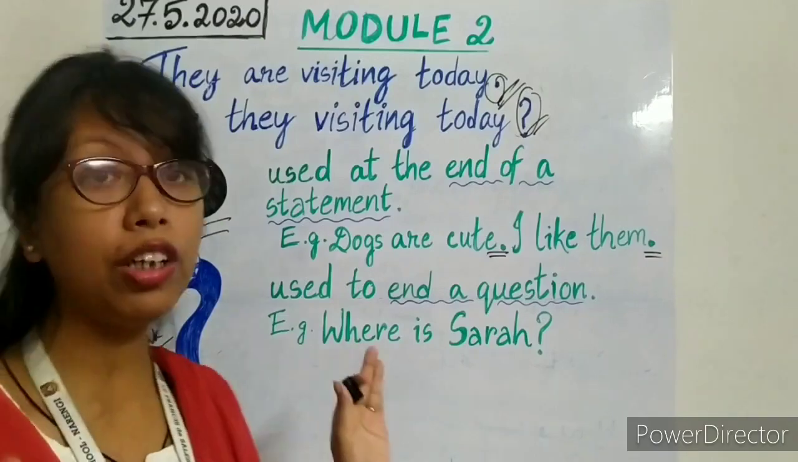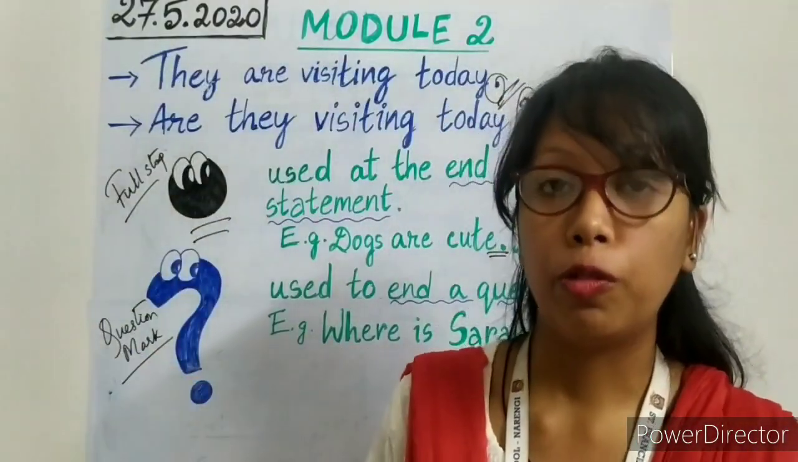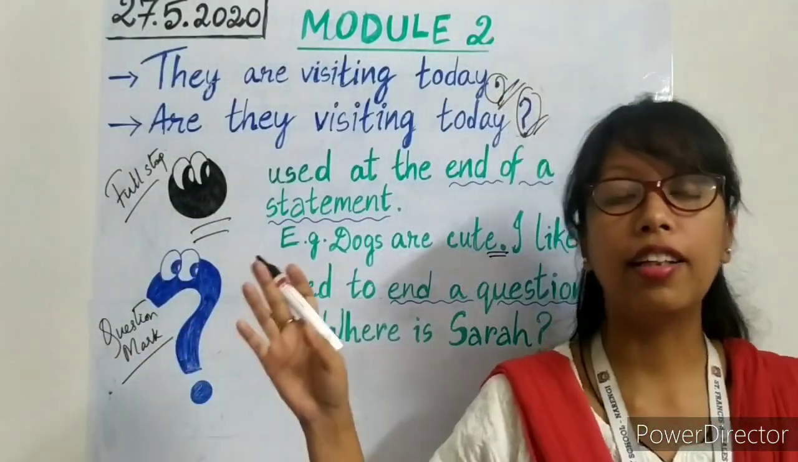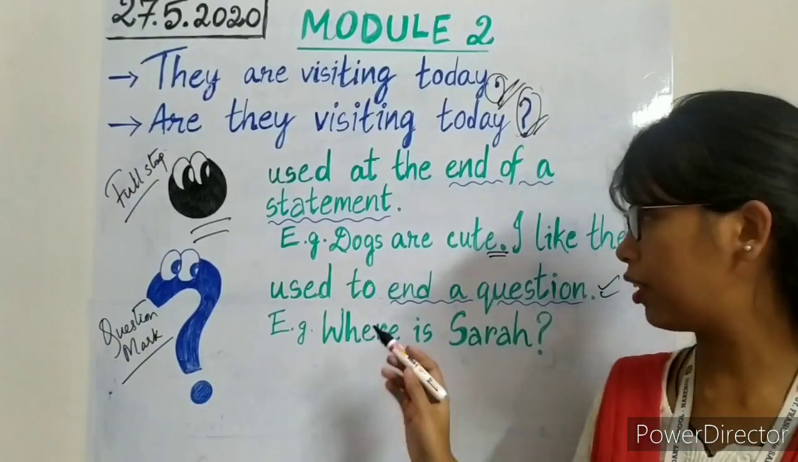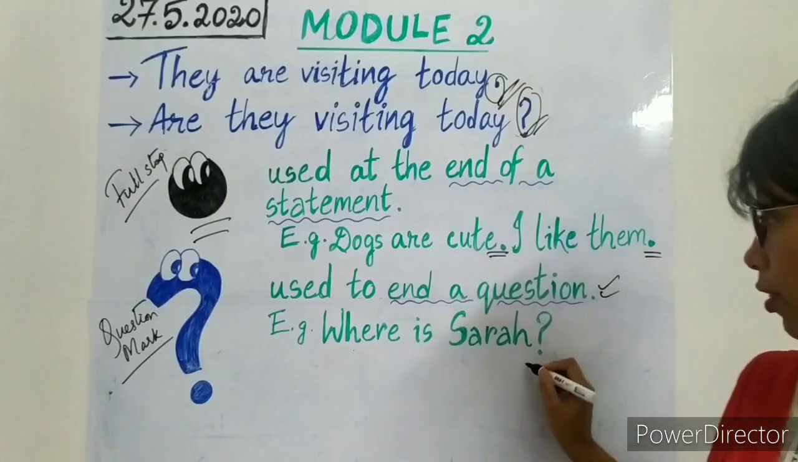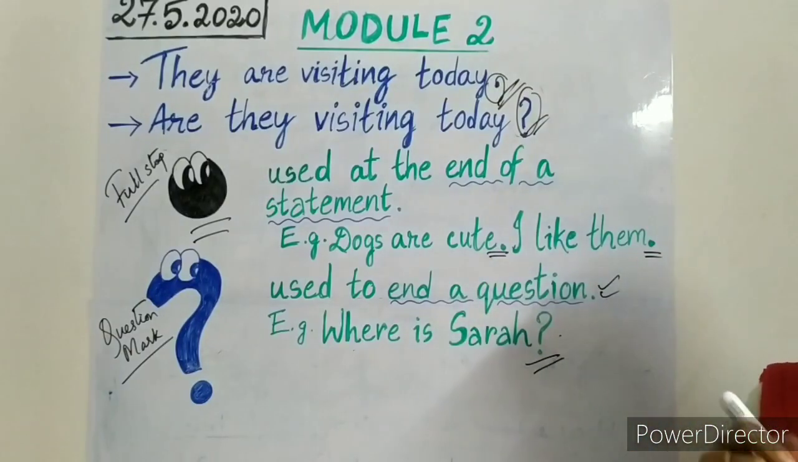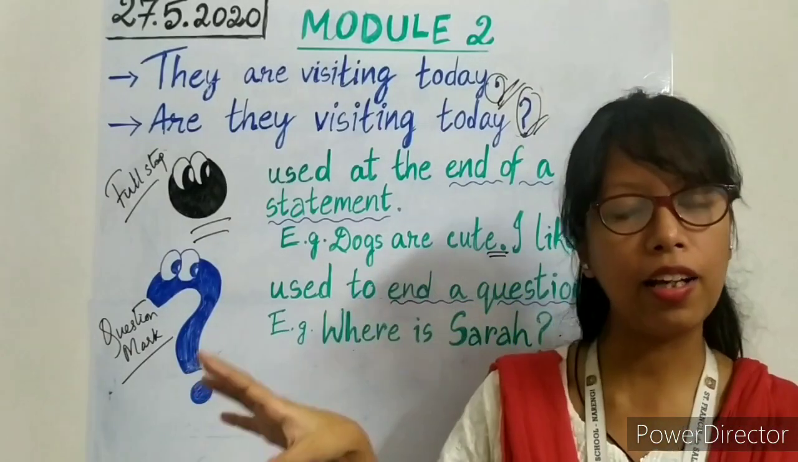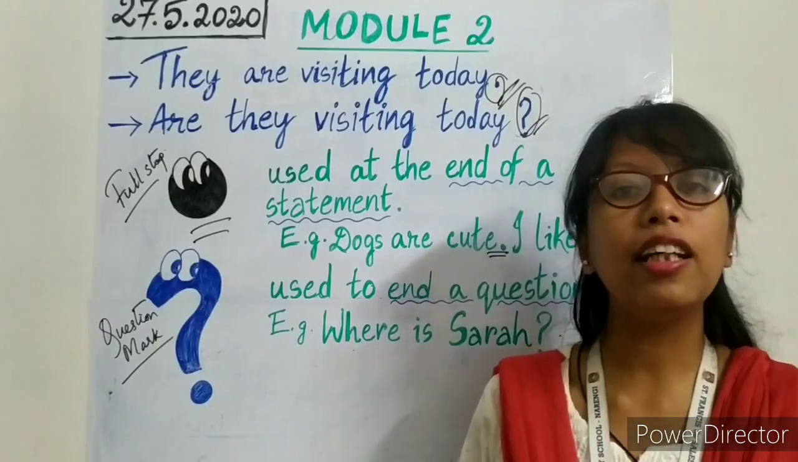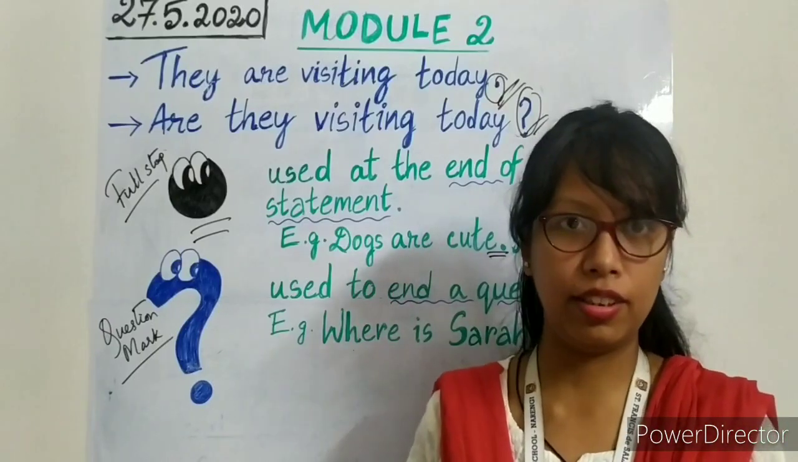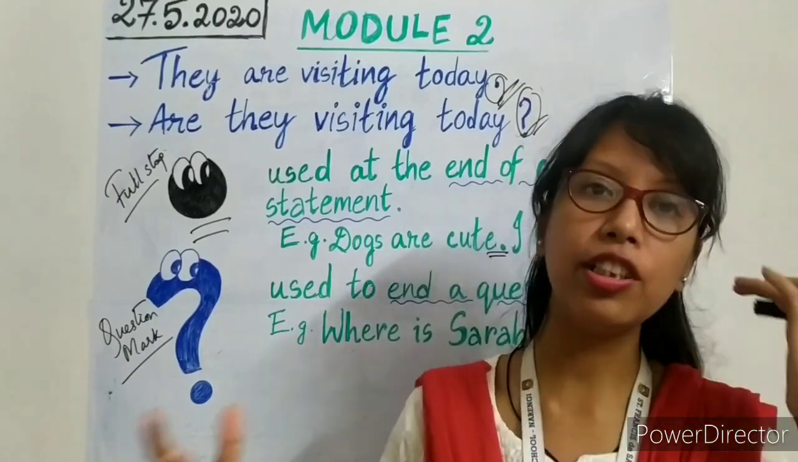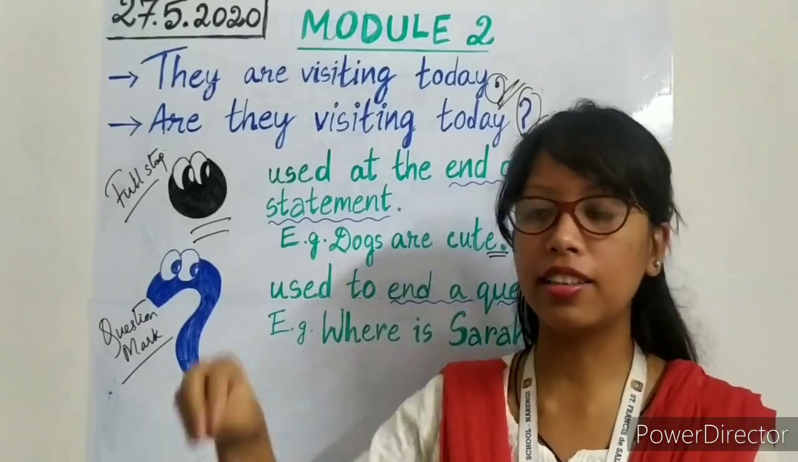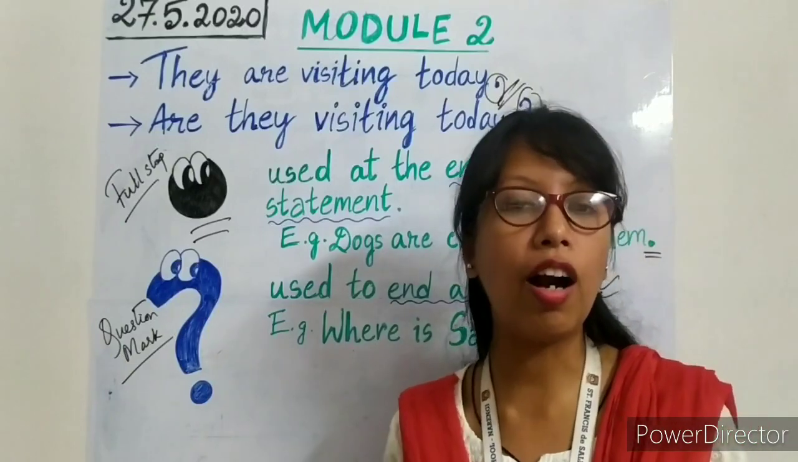The next is the question mark. So when do we use a question mark? A question mark is used at the end of a question. When we ask a question, for example, "Where is Sarah?" here is the question mark. When we put a question mark at the end of a sentence, it automatically becomes a question, an interrogative sentence. So that is a question sentence. That means that sentence is asking a question. Who are you?